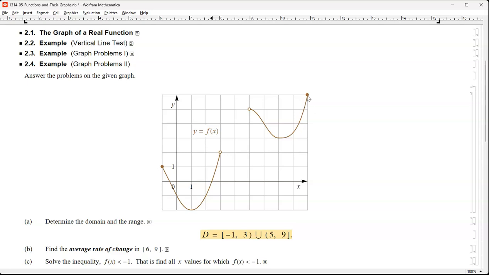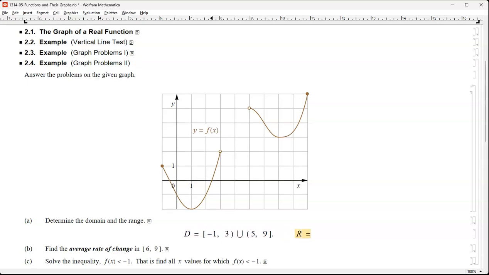Solid dot means bracket here. Empty dot means parentheses. And I'm moving horizontally only because I'm looking at the domain. So don't pay attention to y coordinate moving up and down. Just look at the x coordinate. So that's the domain. Let's call it D.